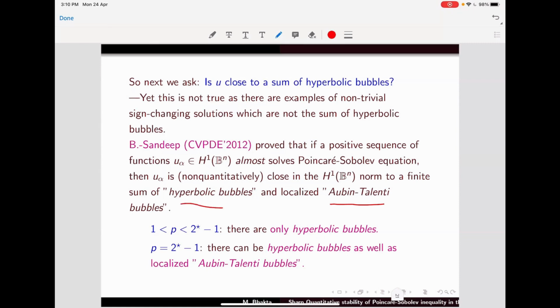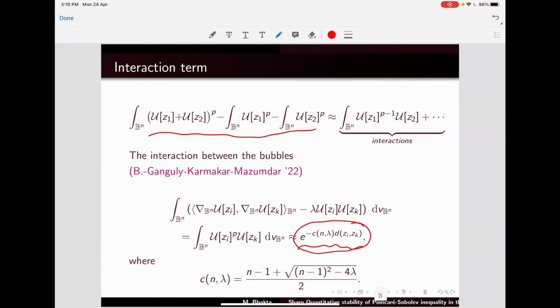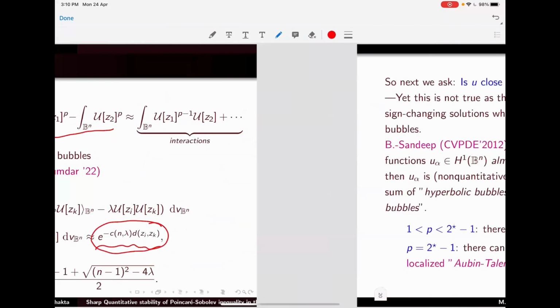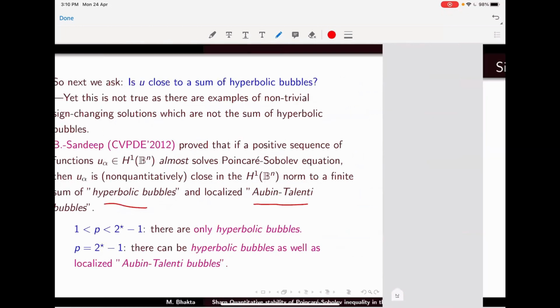And what do I mean by hyperbolic bubble? The hyperbolic bubble is this capital U, which is the unique solution of the Poincare-Sobolev equation. We have shown that when p is subcritical, there are only hyperbolic bubbles, and when p is critical, there can be hyperbolic bubbles as well as localized Aubin-Talenti bubbles.